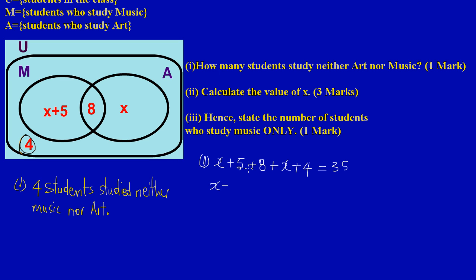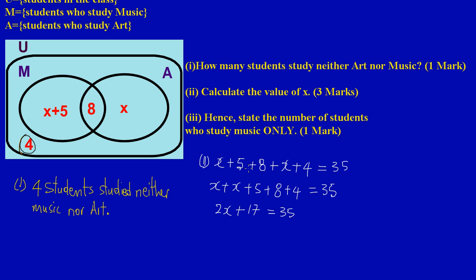So I will have x plus x, and then I have plus 5 plus 8 plus 4, which is equal to 35. What I just did was collect my like terms, just put them together. Okay, so now I can add: x plus x will give me 2x, and 5 plus 4 will give me a 9, and 9 plus 8 will give me a 17. So I'm adding 17 when I've added 5 to 8, and I've added 4 to that, and that must be equal to 35.